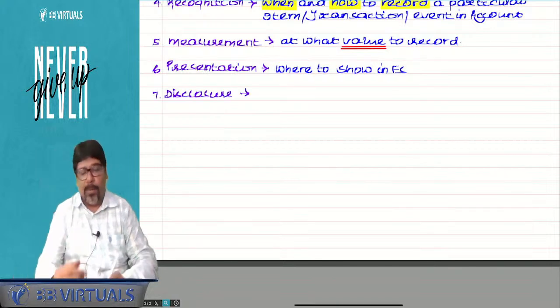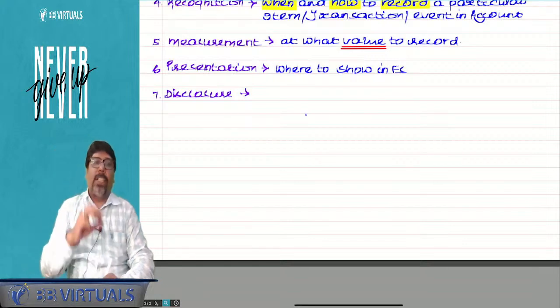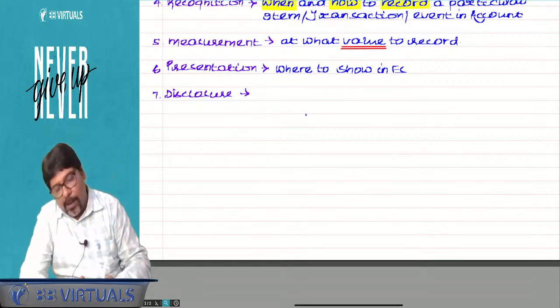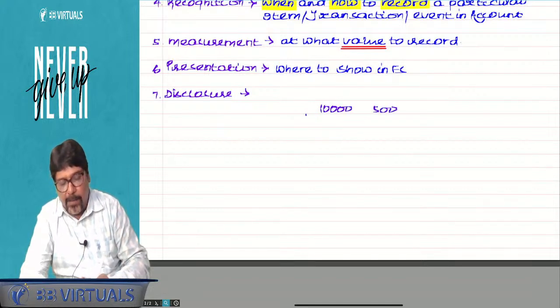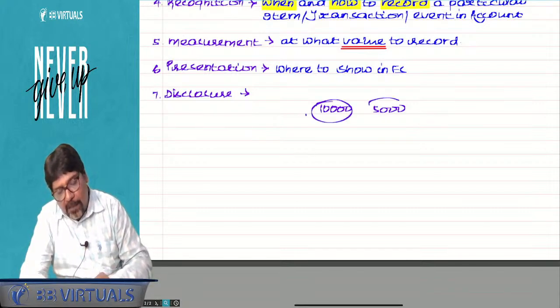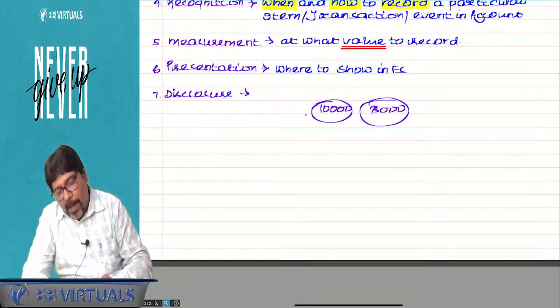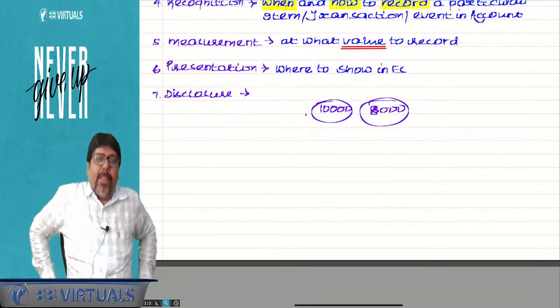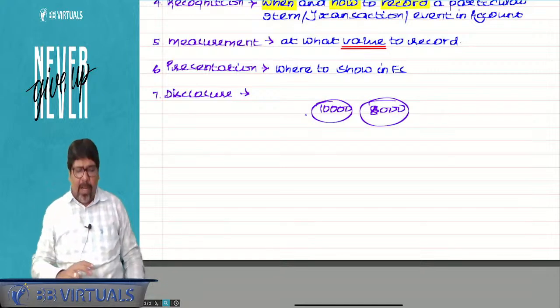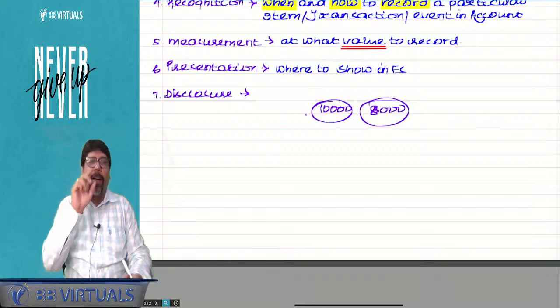Now, chartered, suppose closing stock should be valued at cost or NRV, whichever is lower. Cost is 10,000. NRV is 5,000. So we'll record at 5. Cost or NRV: cost is 10,000, NRV is 8,000. You will record it at 10 or 8? 8, sir.